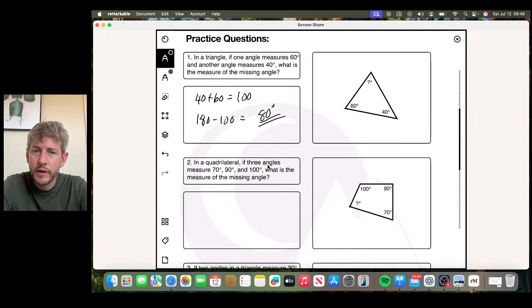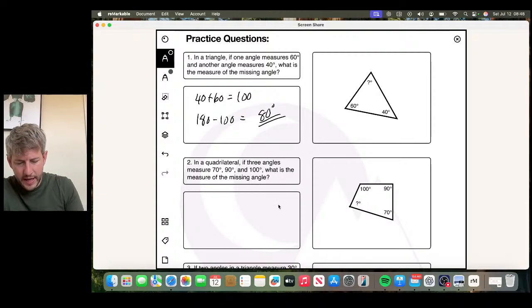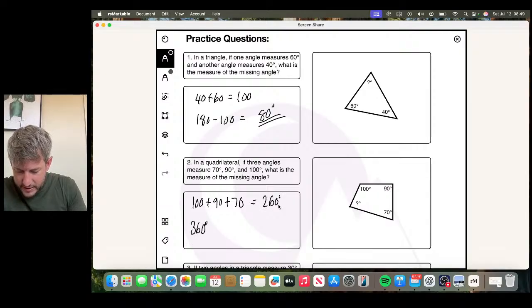Question 2. In a quadrilateral, if 3 angles measure 100 degrees, 90 degrees, and 70 degrees, what is the measure of the missing angle? So we have 100 plus 90 plus 70, which equals 260 degrees. So 360 degrees take away 260 degrees equals 100 degrees for the missing angle.